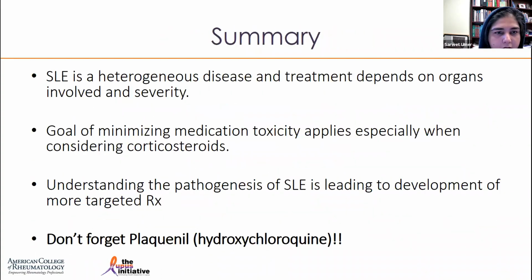I'm going to quickly just show the summary. Lupus is a heterogeneous condition. Treatment depends on organ involvement and severity. The goal is to minimize medication toxicity, especially when we are considering giving steroid to them. As more pathogenesis of lupus is recognized, we will have more success getting better targeted treatment. But remember, these patients benefit from Plaquenil or hydroxychloroquine.